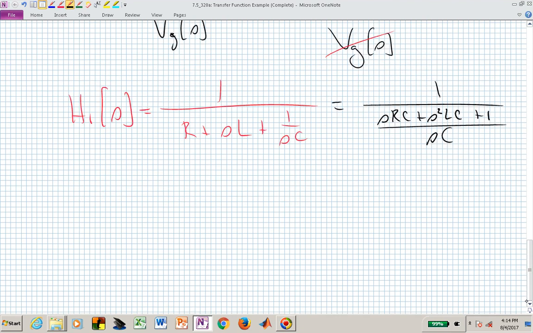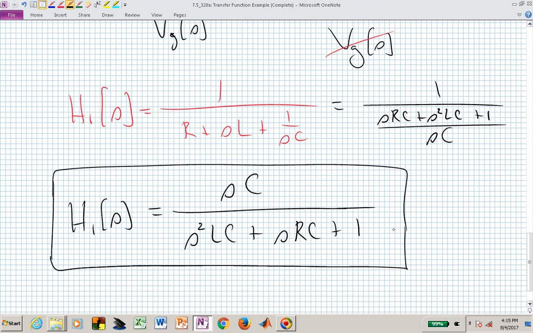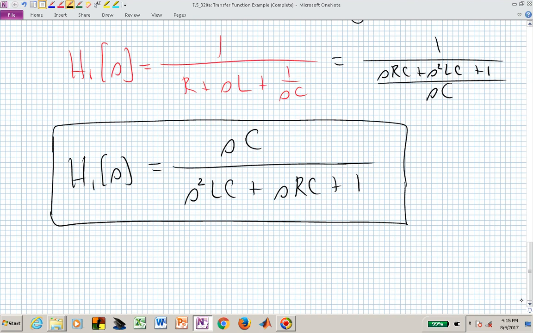All of that is in the denominator, but we now have a term in the denominator of our denominator. We could multiply by 1, which is SC over SC, and H sub 1 of S now becomes SC over S squared LC, and the convention usually is to go ahead and put the highest power of S first, plus S RC plus 1. That now gives us one transfer function associated with that RLC circuit, and this transfer function is associated with an input V sub g and an output I, the current in that circuit.